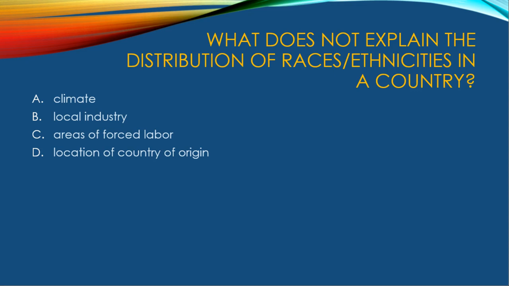Areas of forced labor. When you are forced to come into a place, right? And we'll talk about this when we talk about the distribution of people in the United States, you're going to end up settling there. And oftentimes, because you were in forced labor, even when you are no longer in forced labor, you're still in poverty and you don't have enough money to move away. And so you just stay where the generations before you were forced to be. So the answer to this is climate.